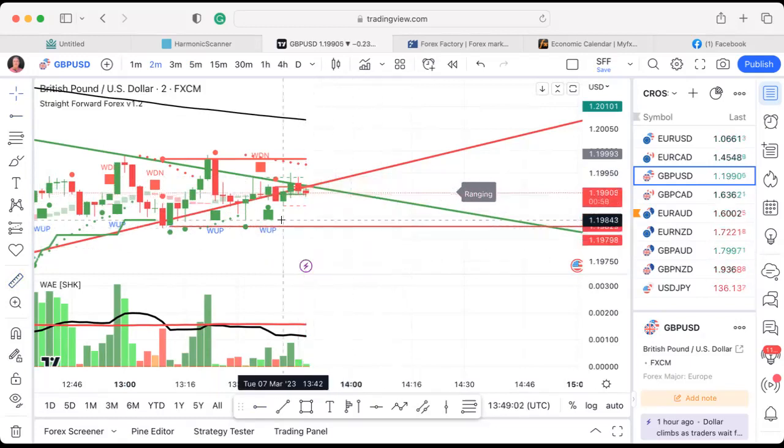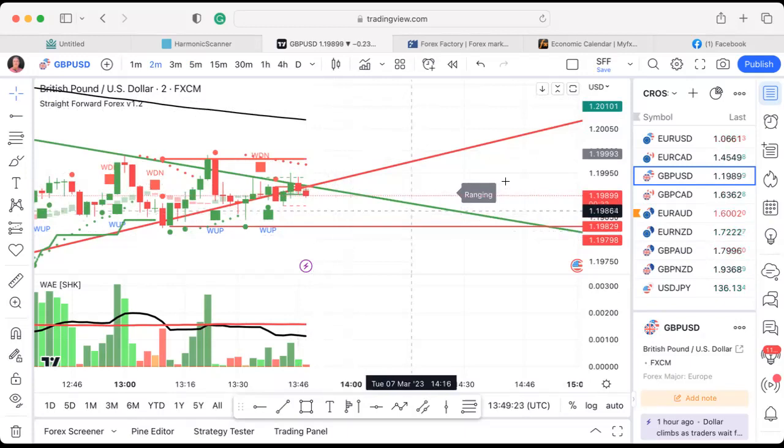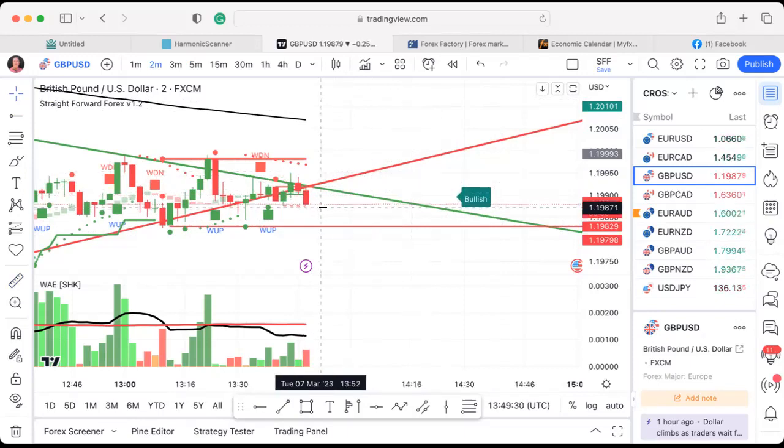Just to give you an idea, on the 2-minute time frame, I would never put a stop loss in of less than 5 pips. 5 pips would be the minimum I would go for. But you see, it's bouncing off that green line, so I'm glad we didn't get in. It was saying ranging, it's changed to bullish, but price is actually going down. So it's not a time to get in.